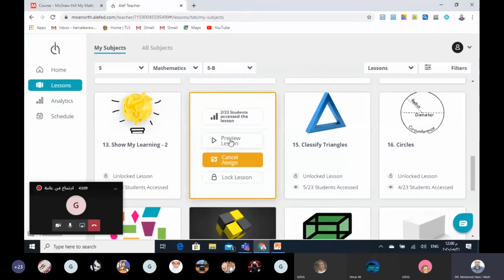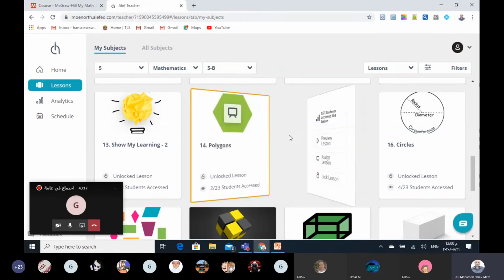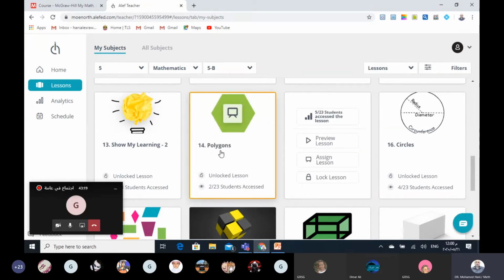This is our lesson, number 14, polygons. Please see the video, then you can start. And all students, after the exam, try to solve this lesson, okay? The number 14, polygons. This is in Alif, inshallah.